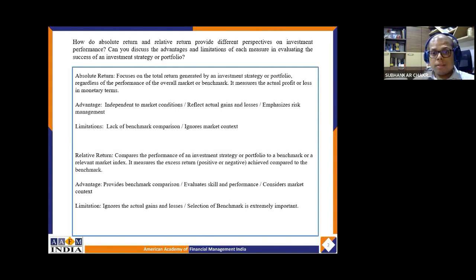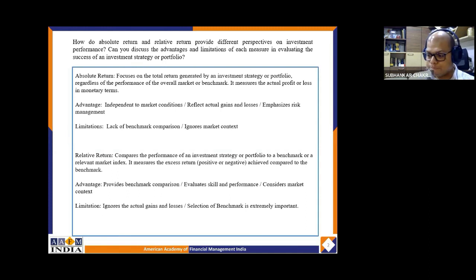And the other thing is selection of benchmark. So if, let's say, you are comparing a large cap fund with Nifty 500, that is not the right comparison. Or if you're comparing a mid cap or a small cap fund with Nifty 50, that is not the right comparison. So choosing the right benchmark is extremely important in this case when it comes to relative return. Otherwise, your analysis will be wrong, right? If you don't have the right kind of benchmark, the result that you will get will be very, very misleading, right? So that is the reason why it is important to have the right benchmark as your selection criteria.